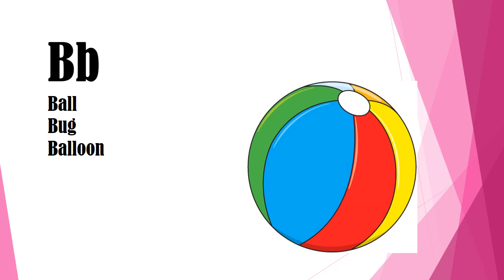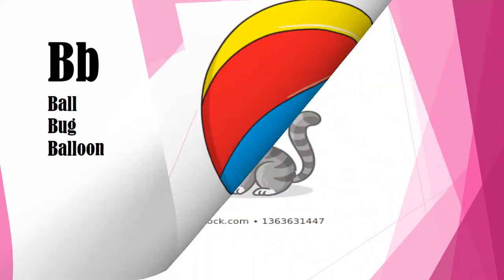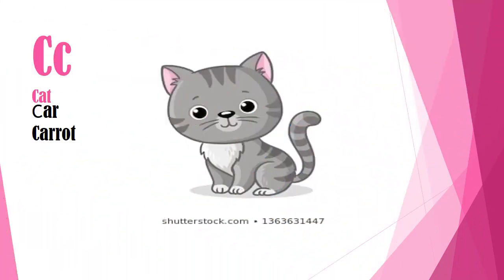B is for ball. So the sound of B is B. Ball, bug, balloon.